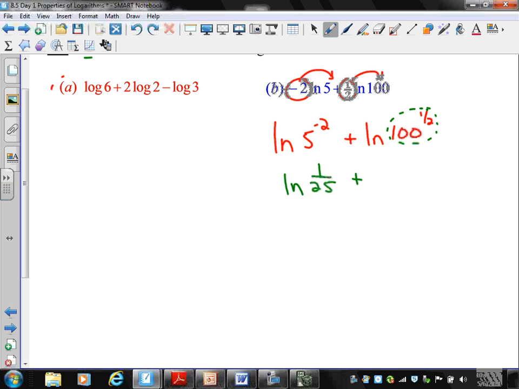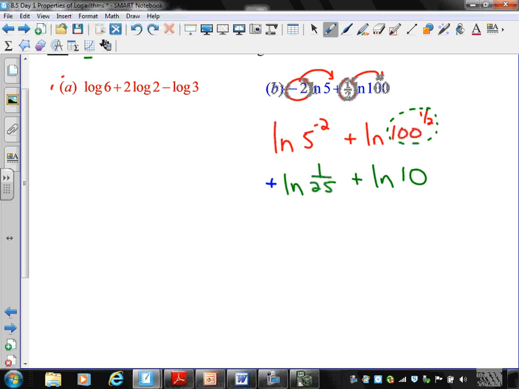So I have 100 to the half, that ends up being the natural log of 10. That simplifies kind of nicely. Okay, so what am I going to do here? Well, this is a positive log now, right? So I'm going to put this factor of 1/25. I'm going to write this as 1 natural log.